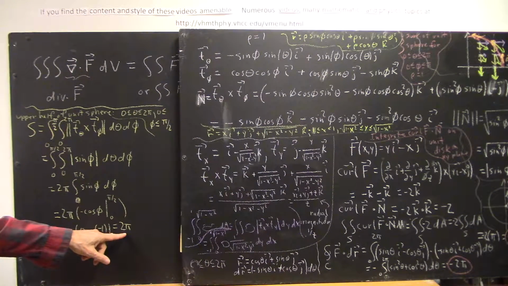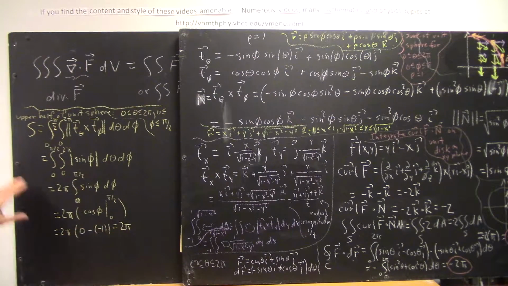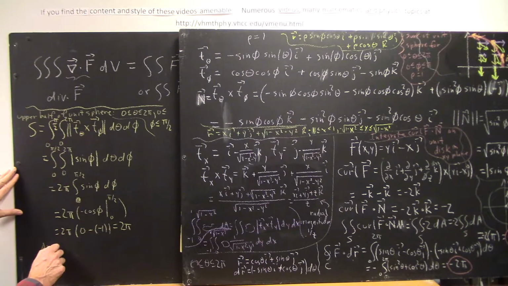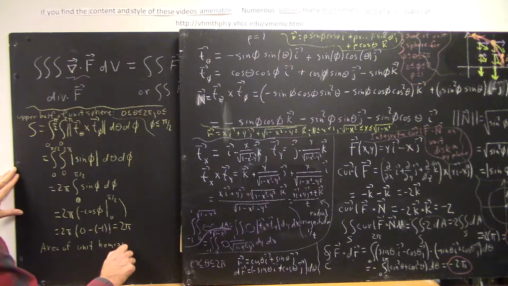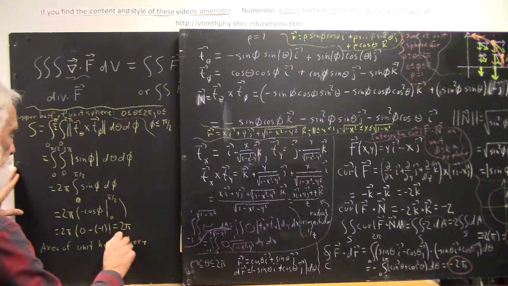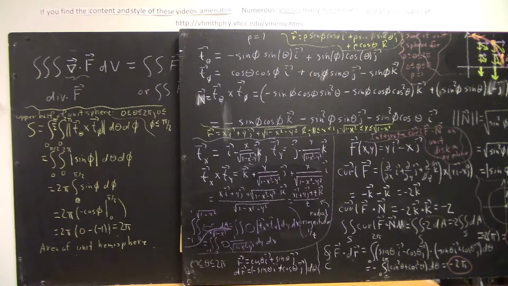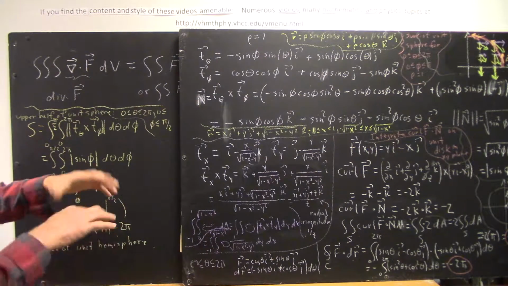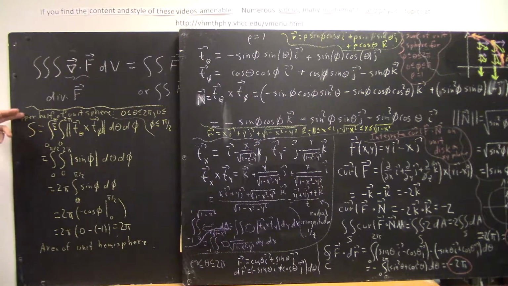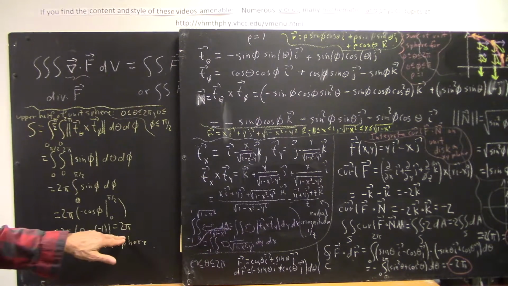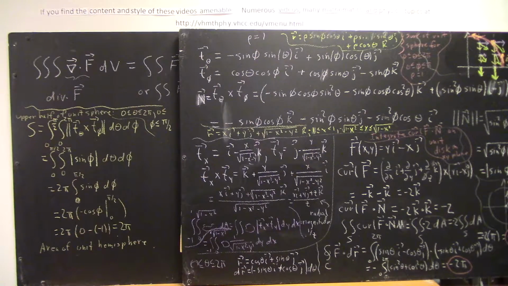Now, is this the area of the upper half sphere? Well, yeah, it sure is. I'll say that's the area of the unit hemisphere. And I assume it's common knowledge that the area of a sphere is 4 pi r squared. So if r is 1, the area of the whole sphere is 4 pi, and the area of a hemisphere would then be 2 pi. This verifies the area formula for a hemisphere, and thereby for a sphere.